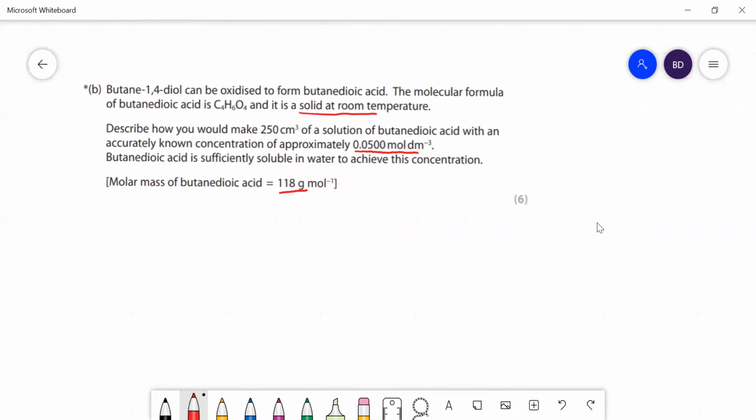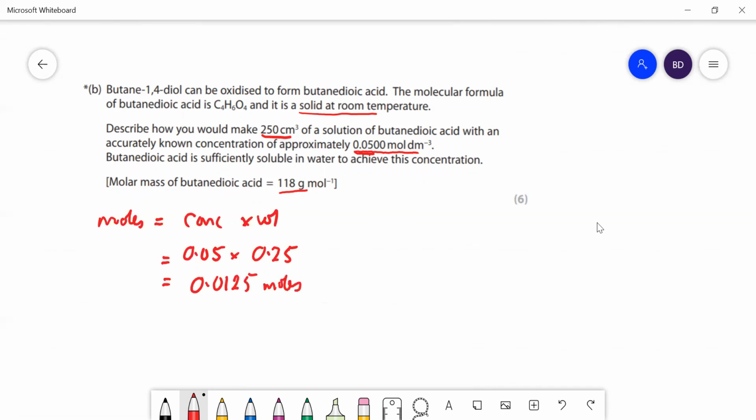Okay, right. So this is a bit of a calculation and also how to make a standard solution, which is pretty important. Right, so let's do the calculation first of all. How many moles of butanedioic acid do we need? So moles is going to be equal to concentration times the volume. Well, the concentration we want is 0.05, and the volume 250 cm³, so that's 250 over 1,000 dm³, that's 0.25. So that is equal to 0.0125 moles. That's how much we need.